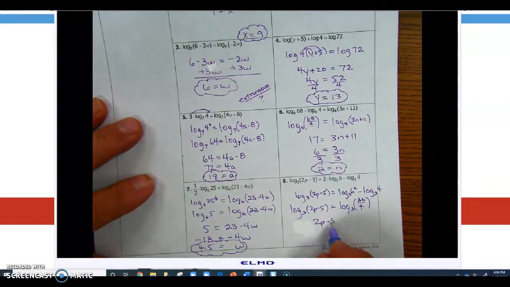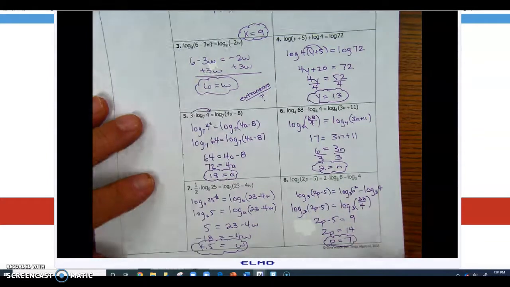2p minus 5 is equal to 9. Add 5 to both sides. 2p equals 14. P equals 7. Plug that back in real quick. Yep, that works.